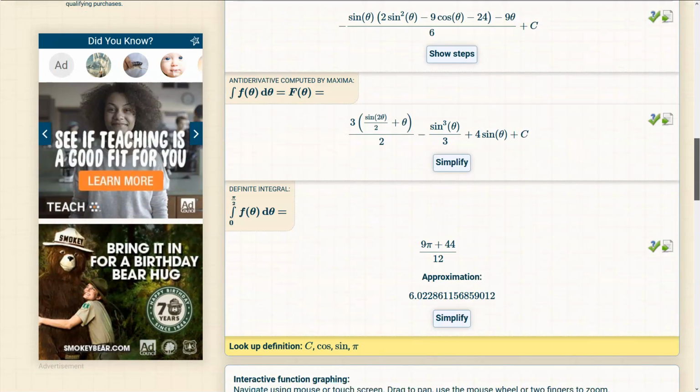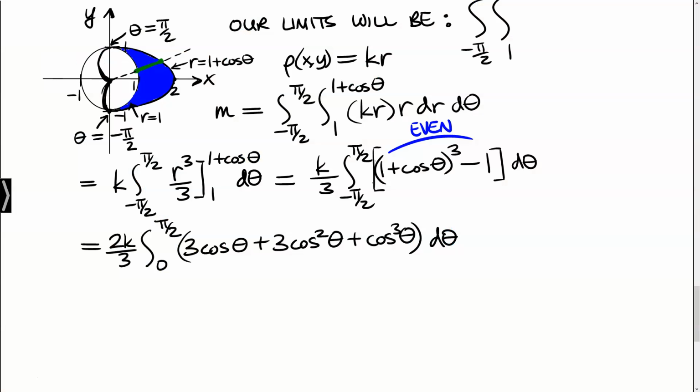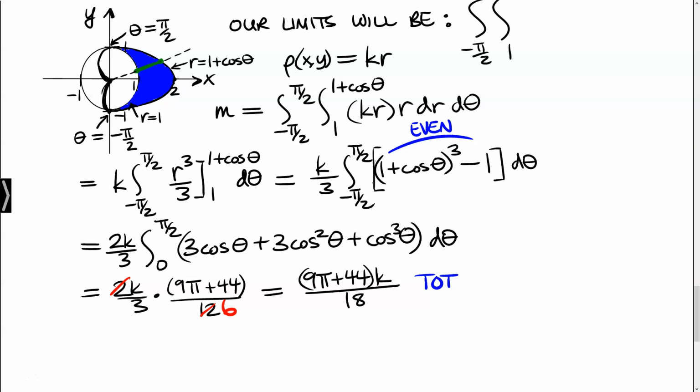Okay, so we're going to go down. There we go. So it's 9 pi plus 44 all over 12. Okay, so there's a little bit of canceling here. 6. So it's 9 pi plus 44 all over 18. Okay, and once again, this is the total mass.